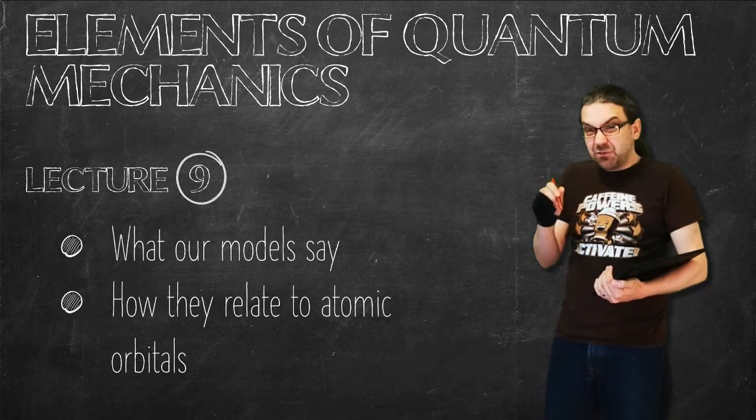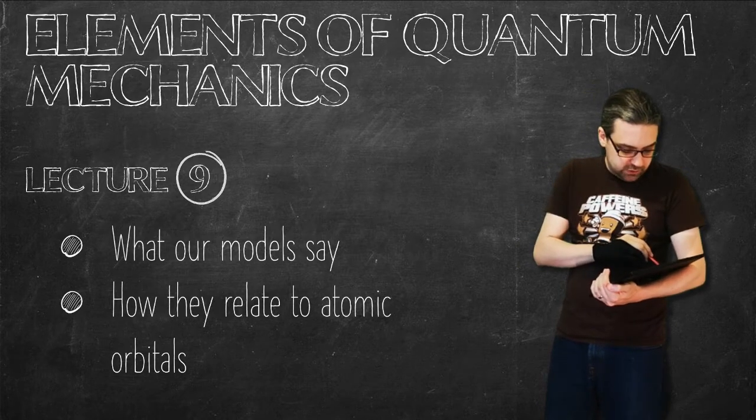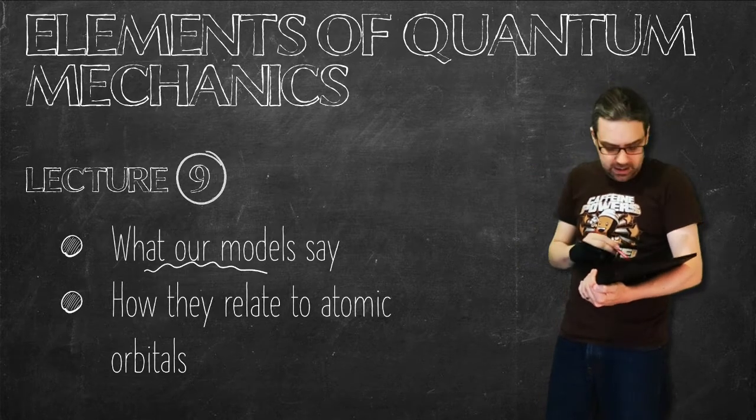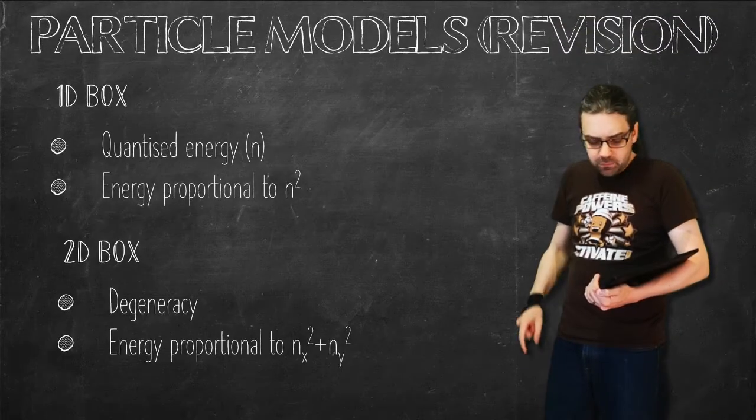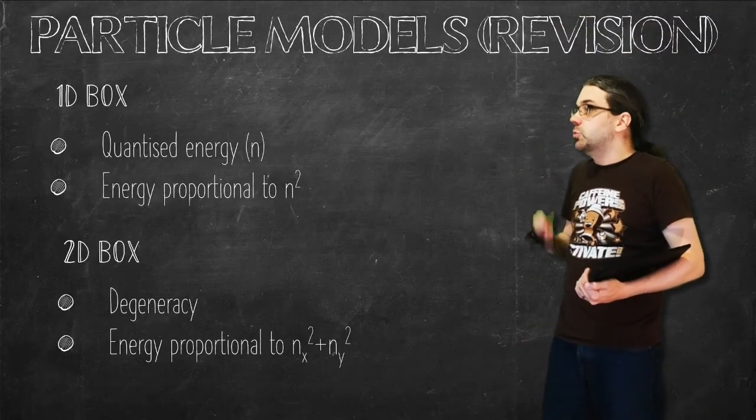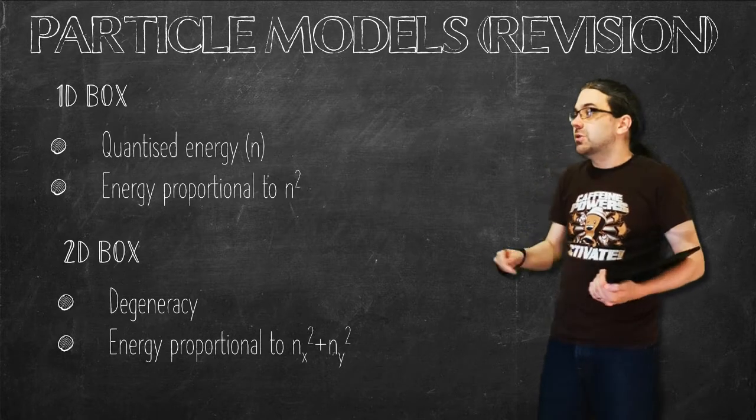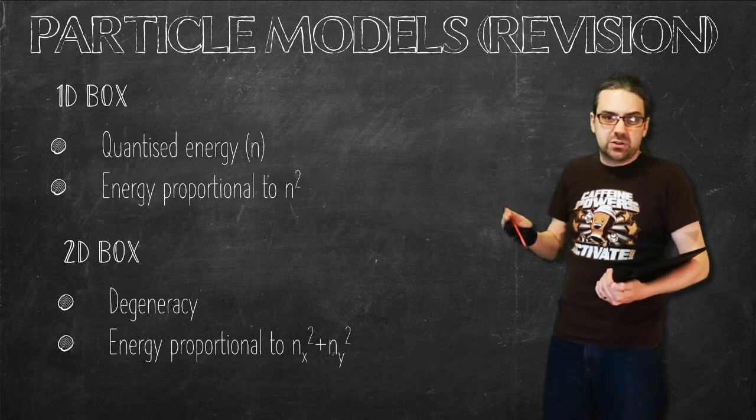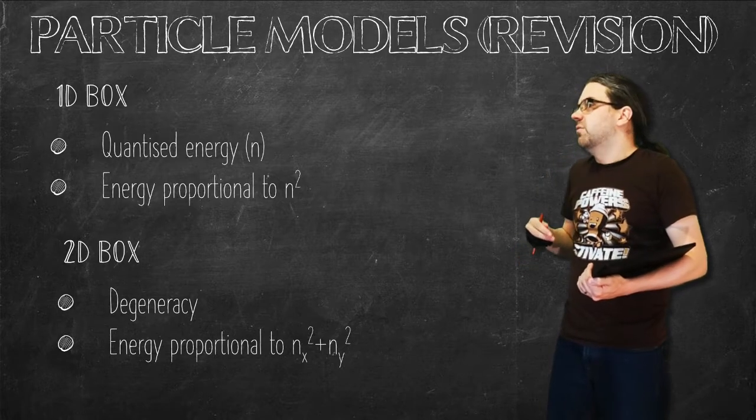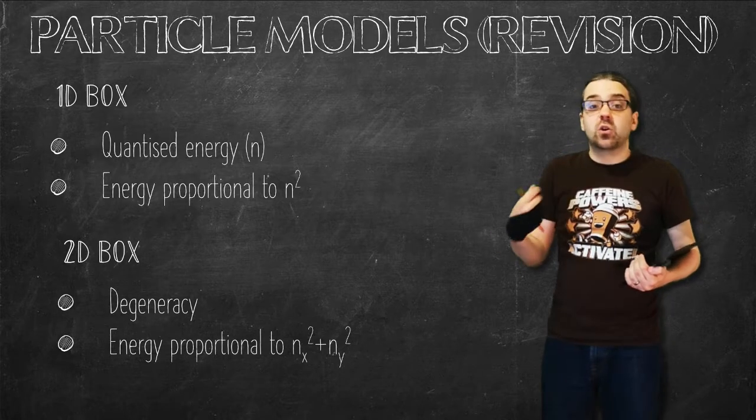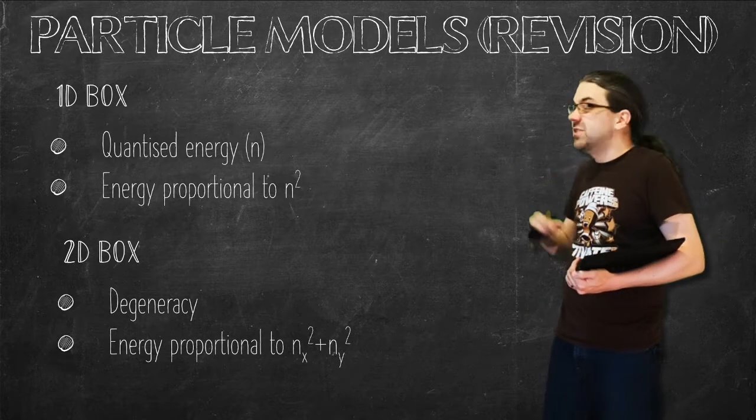And we can do that from the particle models we've previously covered. So we'll recap those very briefly, and then how do they end up relating to atomic orbitals? So the first two models we came across were the particles that were sat in a box. So these are very basic model systems. They involve particles that cannot escape their box, and there's no potential energy in there.